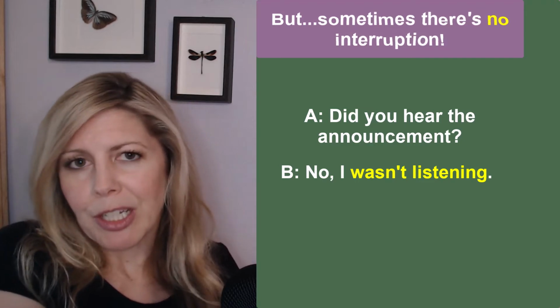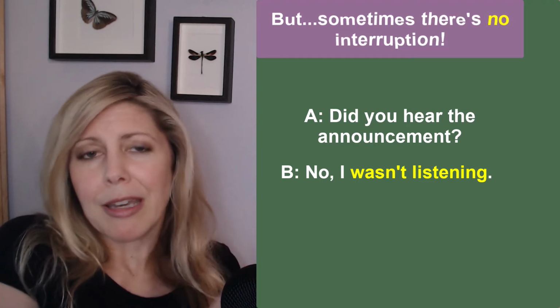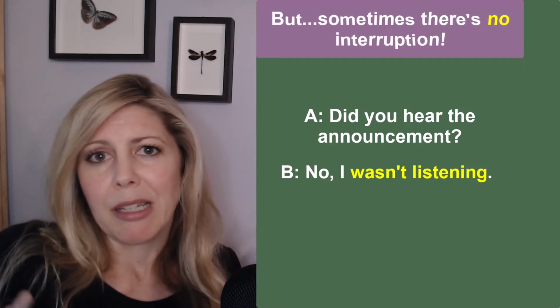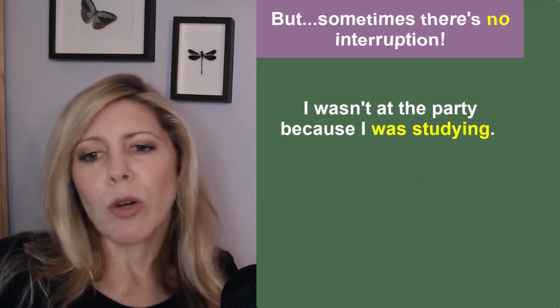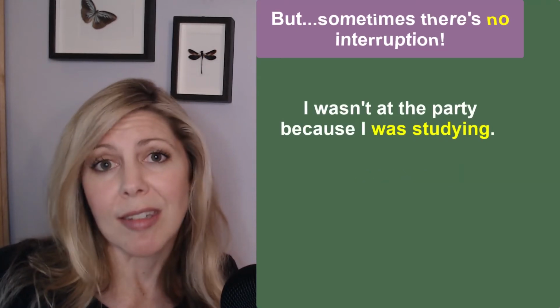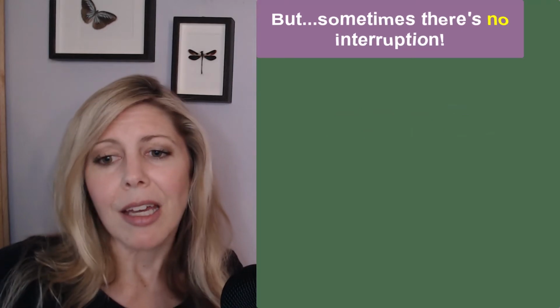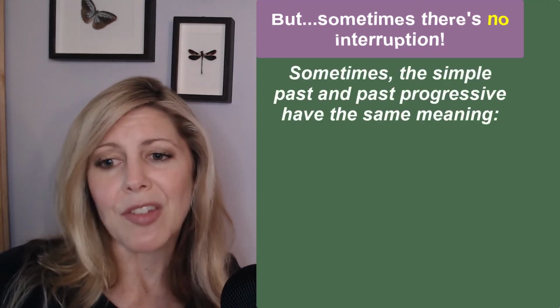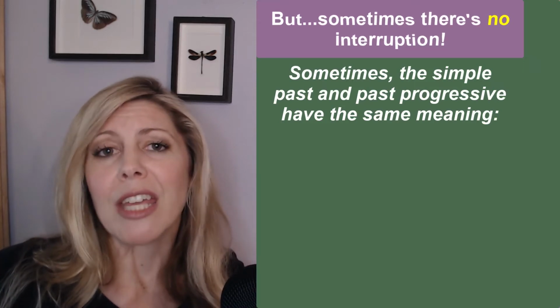That's referring to something in the past. There were announcements, but I wasn't listening. Here's another example. I wasn't at the party because I was studying. Now, in some cases, the simple past and the past progressive can have the same meaning. They can convey the same meaning.